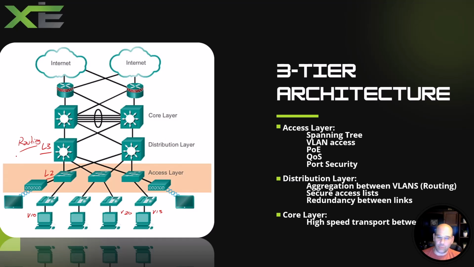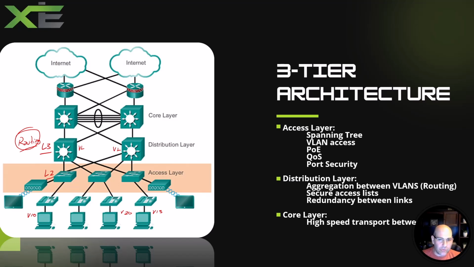And a lot of times we're not going to put a router here because we have those layer 3 switches that are capable of doing routing as well as switching. And so what that means is that we can still have all of our VLANs listed here on these switches, but they can also route at the same time.